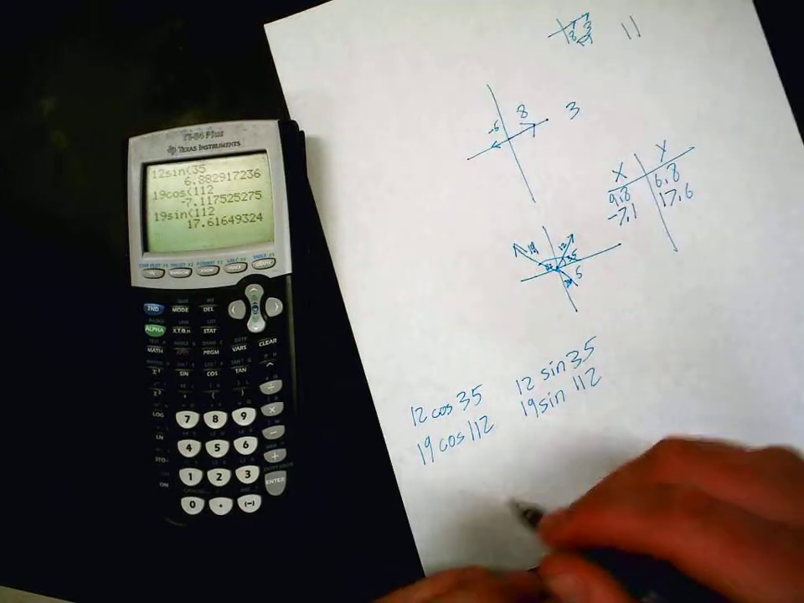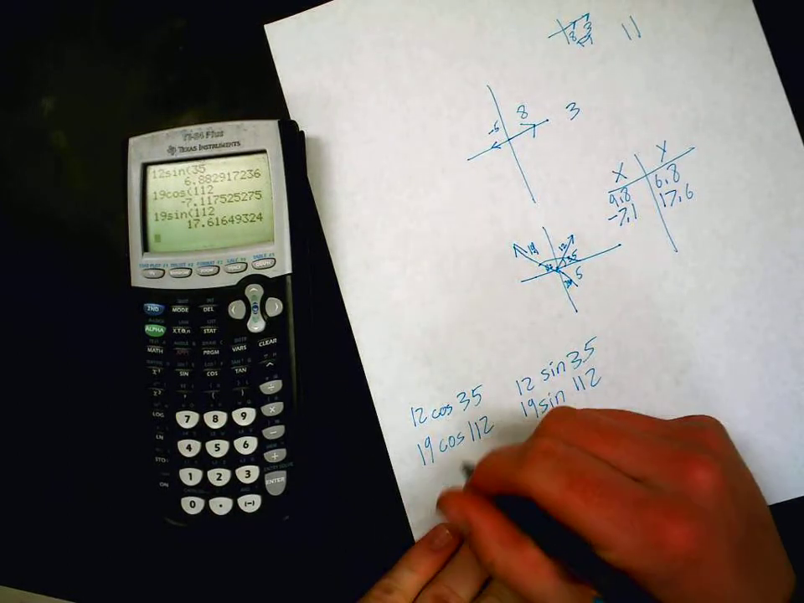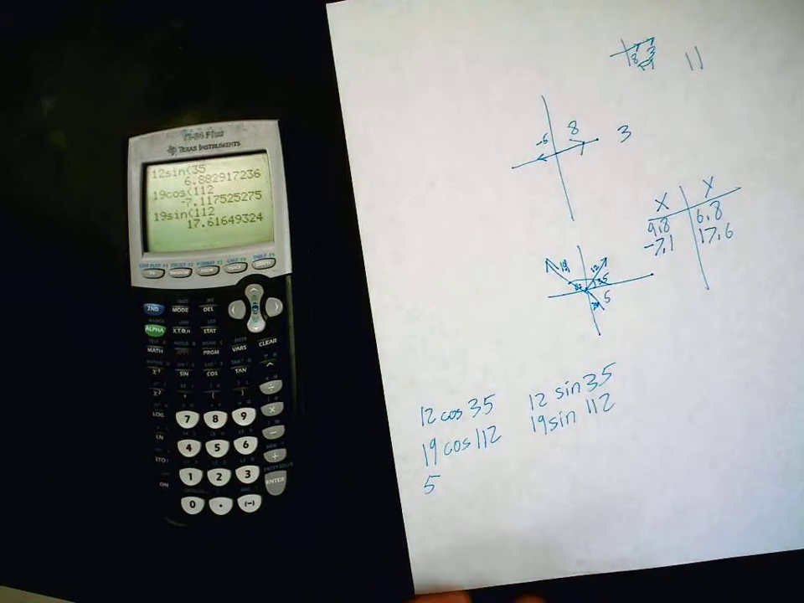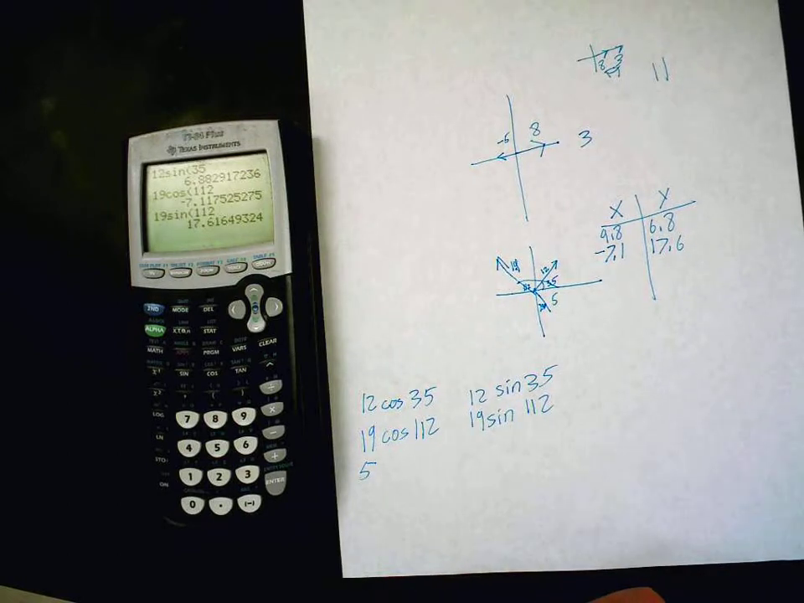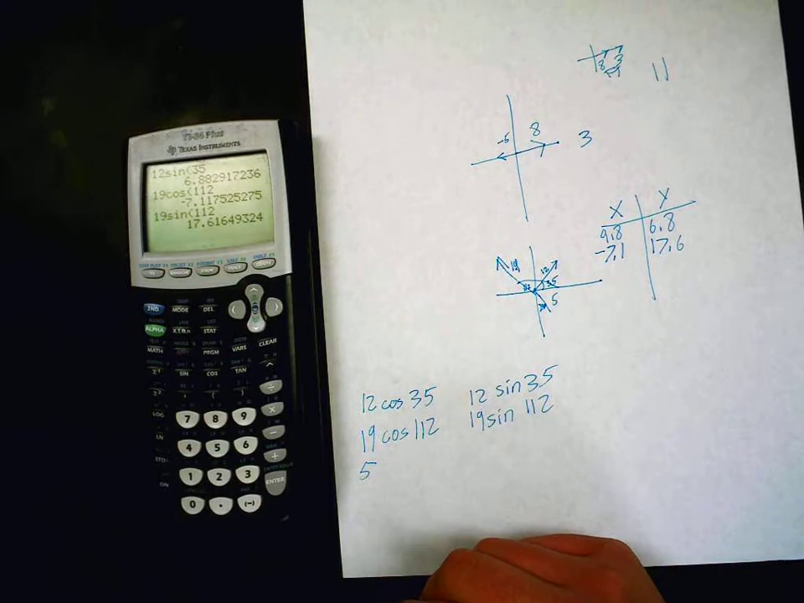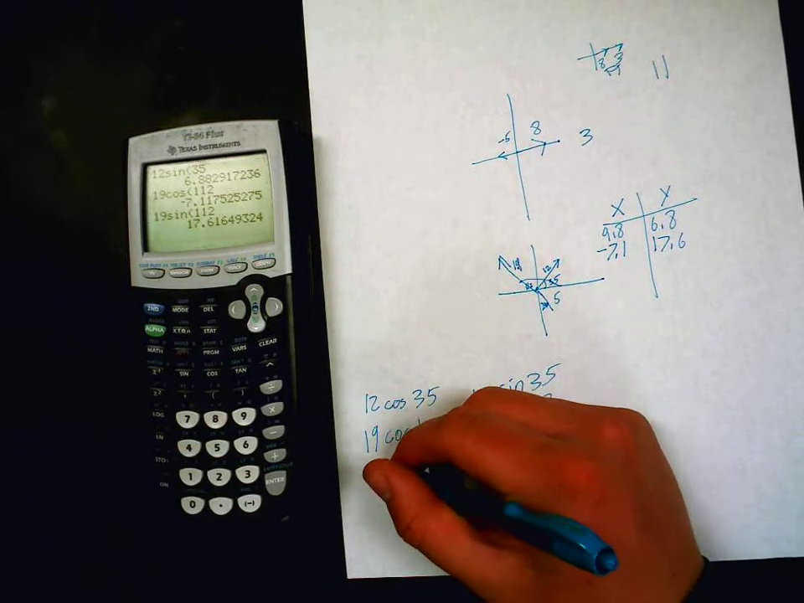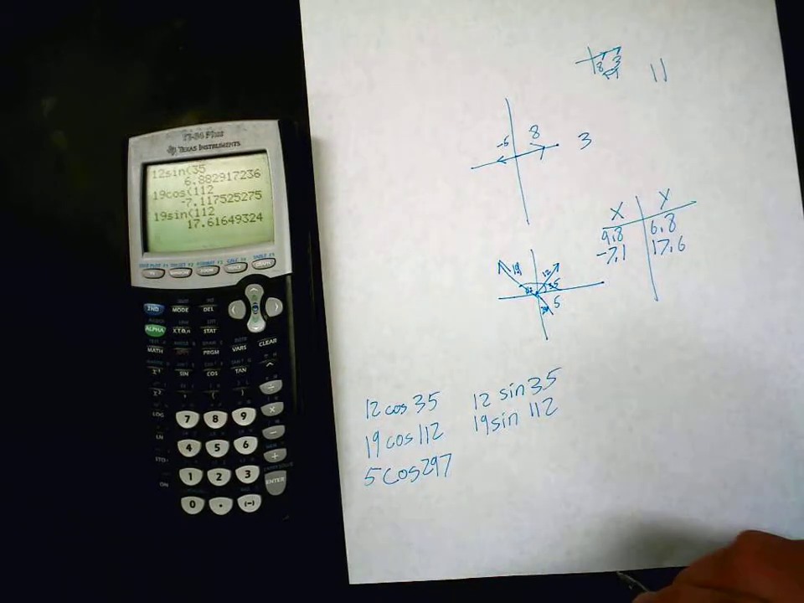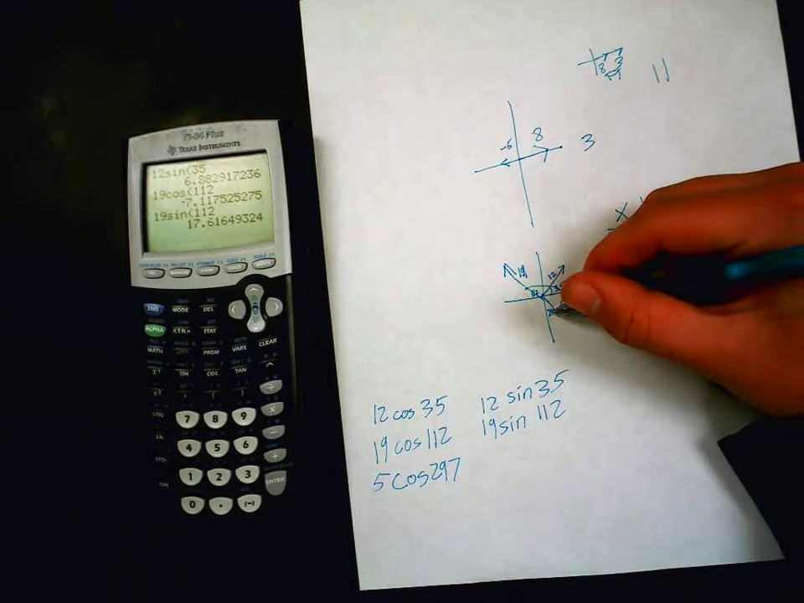All right, now. What is that, 5? That's a 5, at 297 degrees. Is that a 297? It looks like a 297. Alright, here we go. 5 times cosine of 297.